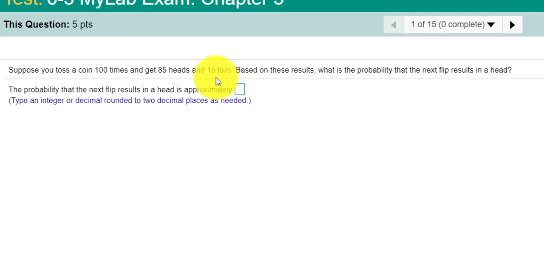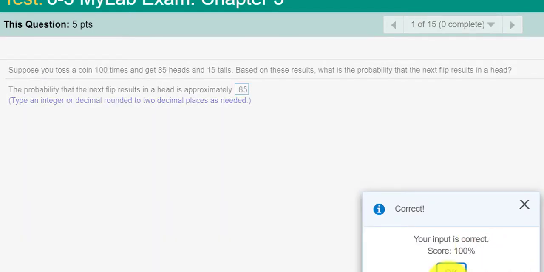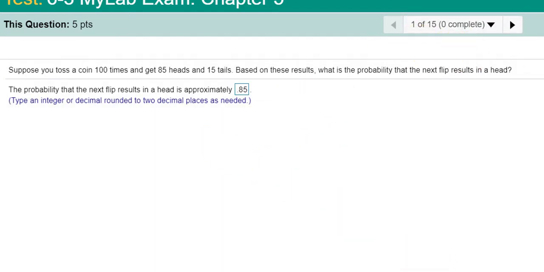But in this case, if we did it 100 times and you get 85 heads and only 15 tails, maybe this coin is not a fair coin, right? So we can't assume it's going to be 50-50. So in this case, I'm going to assume the probability is going to be 85% or 0.85. Check answer, and we get it correct. Next question.